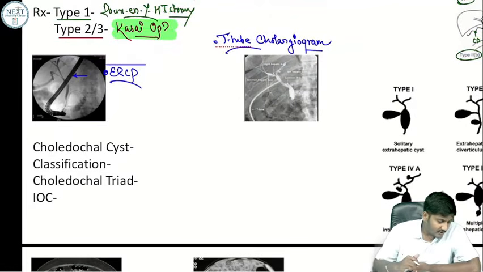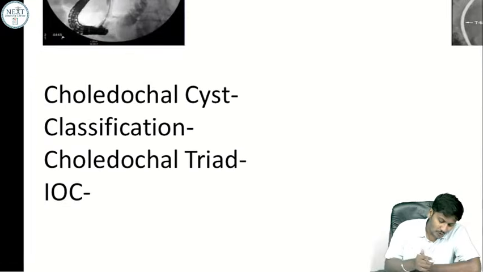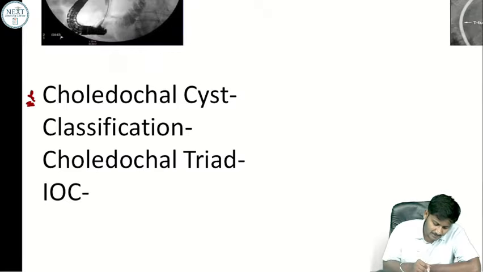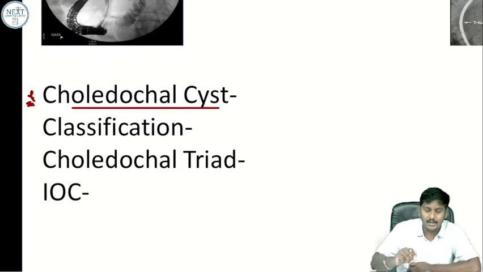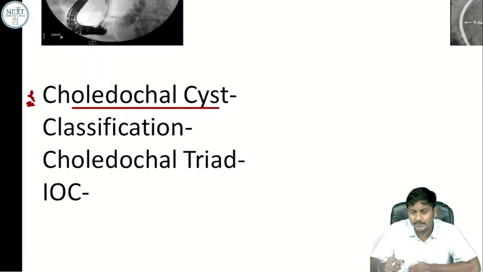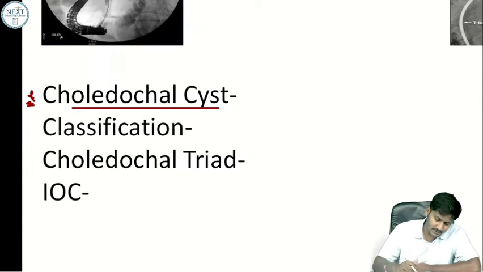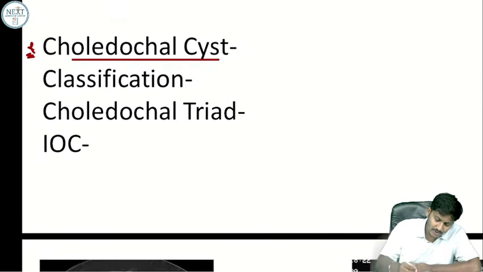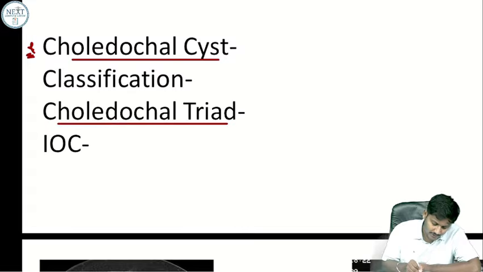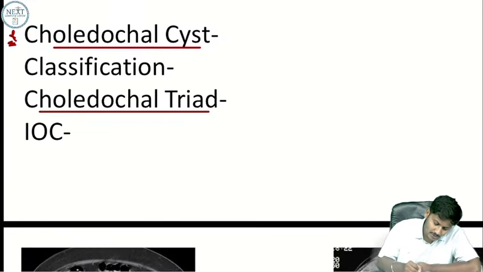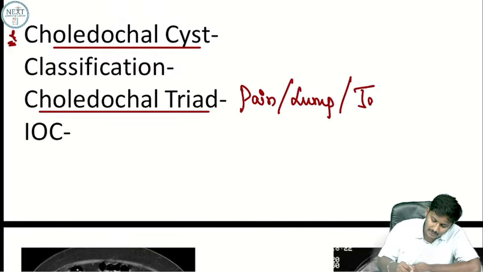Next important, nothing else but the choledochal cyst, beta. A cyst is basically a dilatation. Choledochal cyst means dilatation of the common bile duct, and the patient will come to us with the complaint of the choledochal triad. The patient has a very classical triad: pain, lump and jaundice, beta.